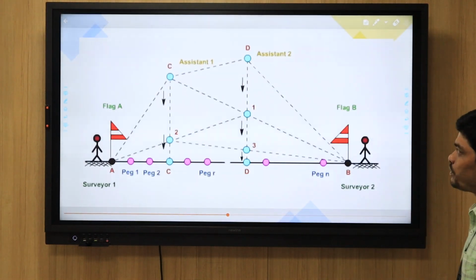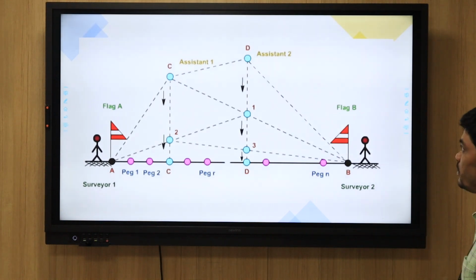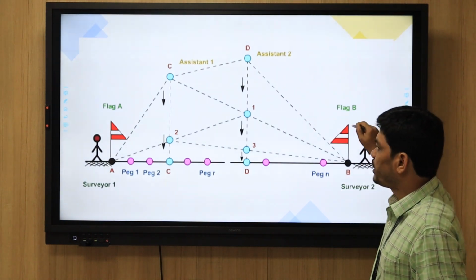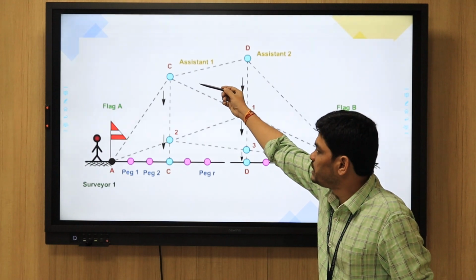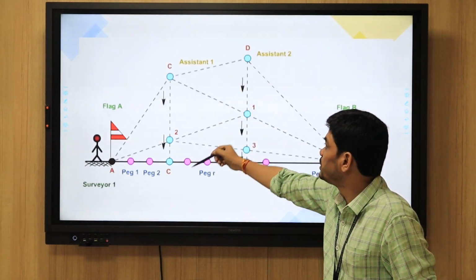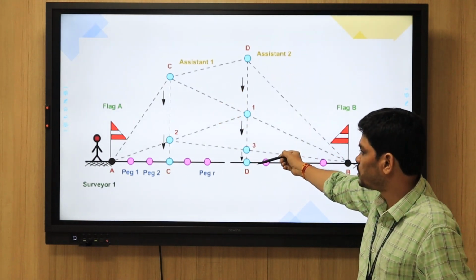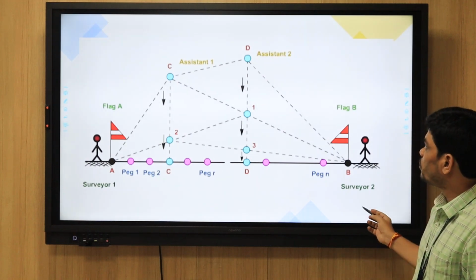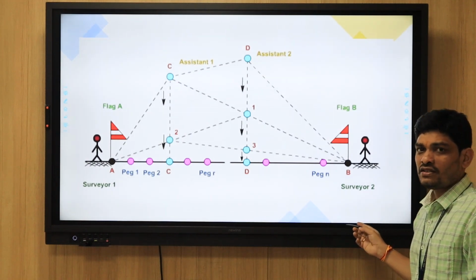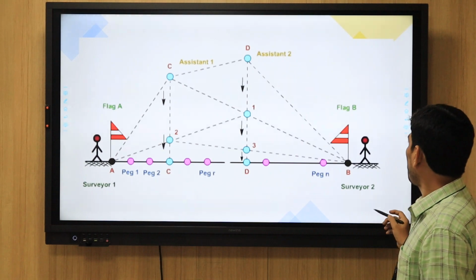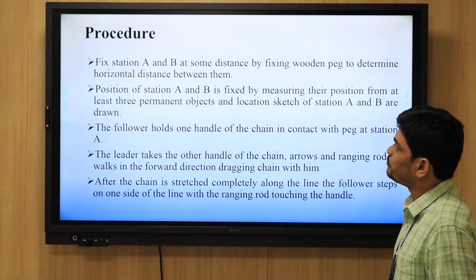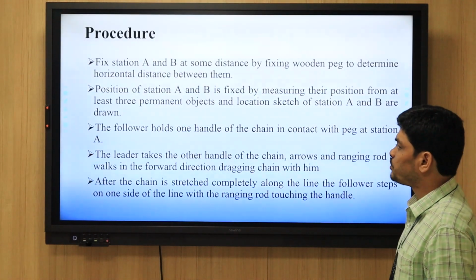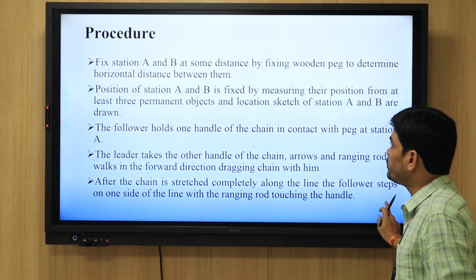If you see this diagram from the top point, here the assistants with flags go from A to C, and you can see how they are moving in this direction and how this point is moving in this direction. Here a total of 4 people are there. For indirect ranging, a minimum of 4 people are required. This is the basic procedure. Whatever I have explained now is the procedure.